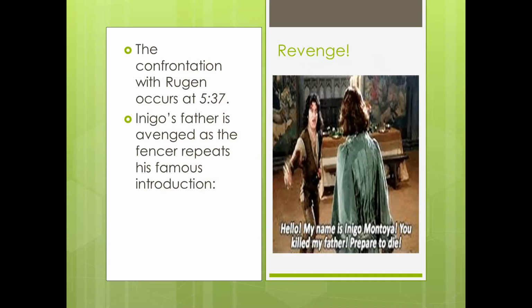Now, the 40-minute time frame comes from the fact that Wesley may only be able to revive himself for a period of about 40 minutes, in which they have to storm the castle and do all of these other things that are necessary to have all of the protagonists meet their needs. So this battle that begins with Count Rugen ends when Inigo's father is avenged, as the famous fencer repeats his introduction. Hello, my name is Inigo Montoya. You killed my father, prepare to die.